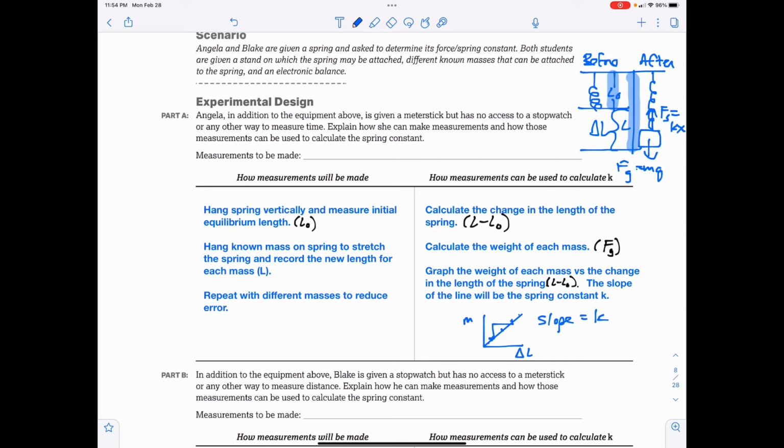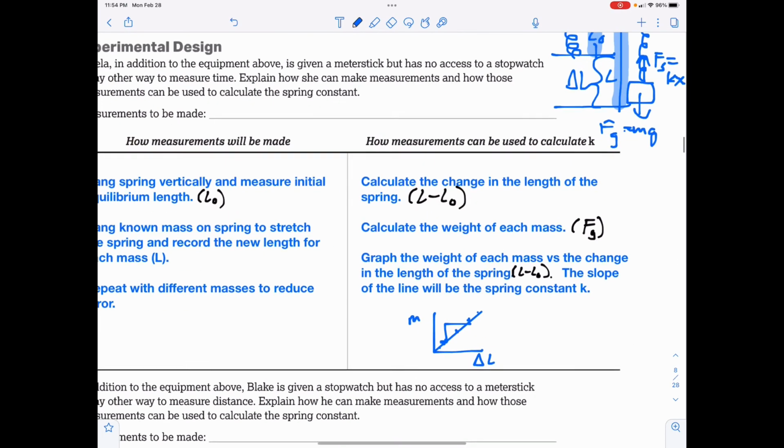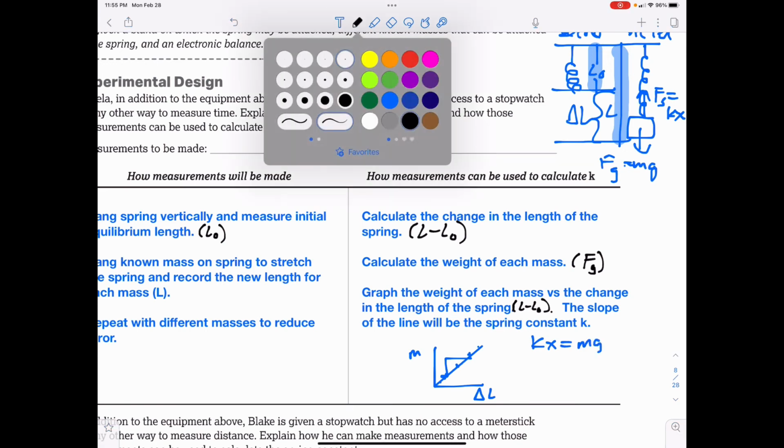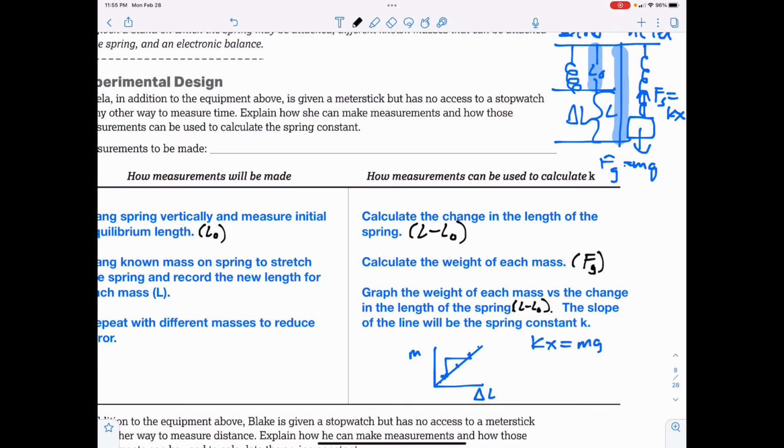And if you're not sure where we're coming up with this, just remember, take the original equation. Let me back this up a minute. The original equation was spring force equals the weight. So in other words, kx equals mg. Go one at a time. Spring constant, k, is a constant. x is a variable because you measured it over and over again. Mass is a variable, and g is a constant.